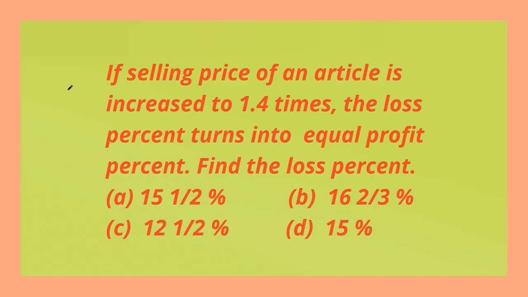We go to the next question. Our question is, if the selling price of an article is increased to 1.4 times, the loss percent turns into an equal profit percent. Find the loss percent. The given options are option A 15.5%, option B 16 and 2 upon 3%, option C 12.5%, option D 15%.